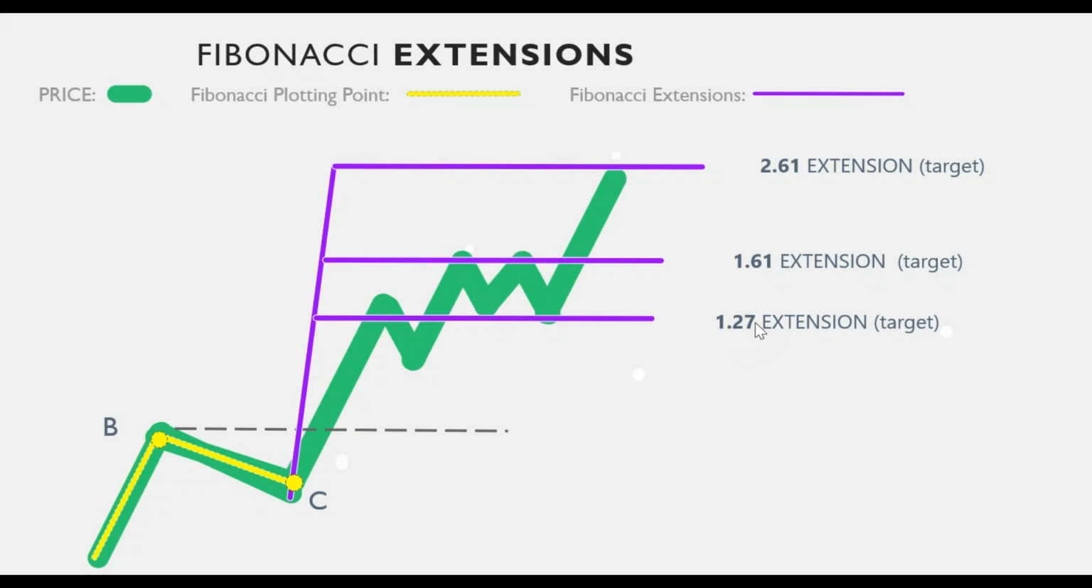Now, most times it'll come to the 127. And what's going to happen at the 127, it's either going to consolidate, it's going to pull back, or it's going to blow right through. If it blows right through, it's probably going to go to the 161. At the 161, the same thing's true. It's either going to consolidate, pull back, or blow right through and go to the 261. These happen most often. The 261 happens infrequently. So the 127 and the 161 are the ones that I really focus on.